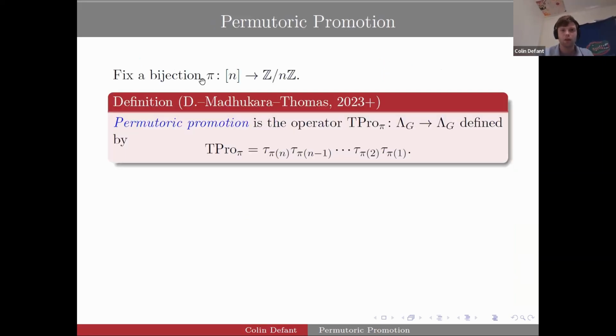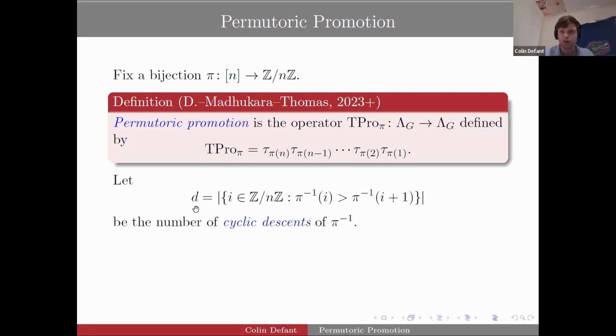So I'm going to fix a bijection pi from [n] to Z mod nZ. Think of this as basically a permutation. Then permutoric promotion is this operator TPro sub pi that you get by doing the same composition of toggles, but in some permuted order. So you do tau sub pi of 1, and then tau sub pi of 2, and so on, all the way to tau sub pi of n minus 1, and then tau sub pi of n. And we can try to study the dynamical properties of this operator here.